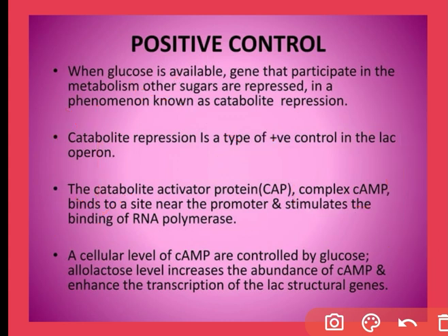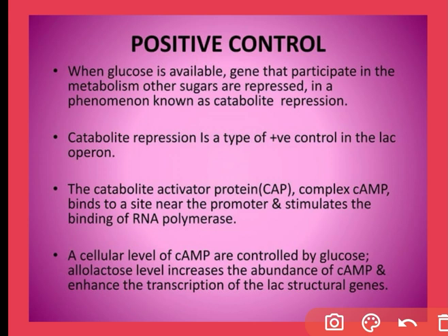The catabolic activator protein, that is the CAP protein, binds with cyclic AMP and forms a complex, the CAP cyclic AMP complex, and this complex binds somewhat upstream of the promoter region and stimulates the binding of RNA polymerase. This will happen when there is less glucose or no glucose. No glucose or less glucose increases the amount of cyclic AMP, and increases the formation of this complex between CAP and cyclic AMP, and it binds upstream of the promoter region, and this region is known as the CAP binding site. This complex binds to the CAP binding site and allows RNA polymerase to sit on the promoter region and start the transcription.